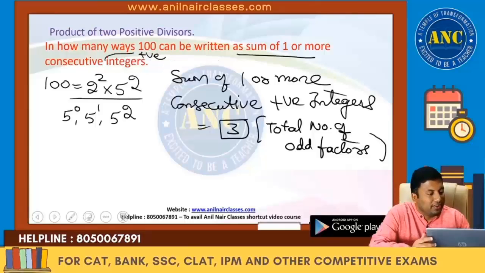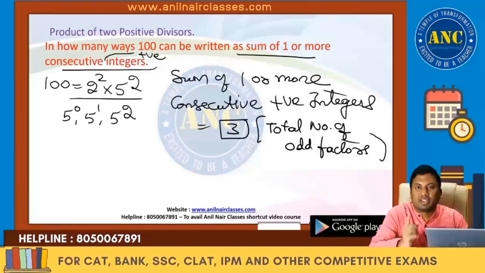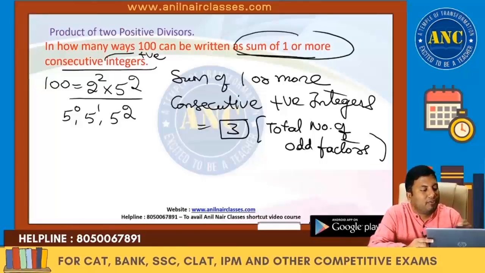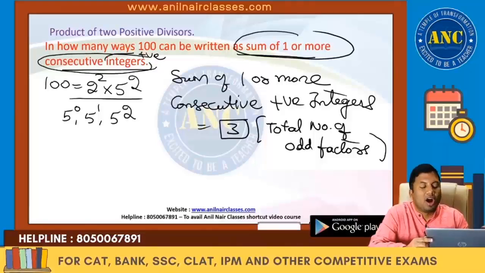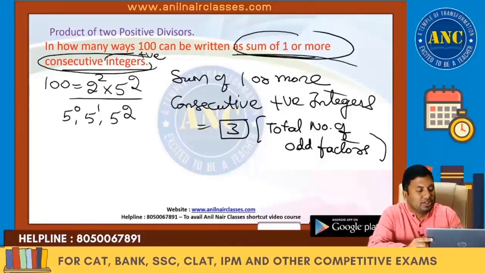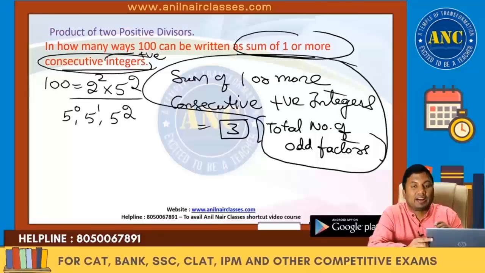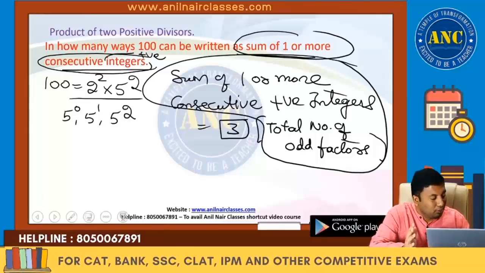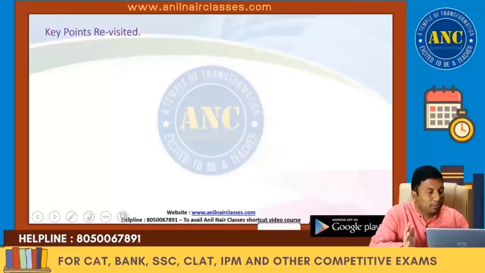Right? Now there is this consecutive integers case. Do not miss the session 2 live class of mine. I am going to explain why the sum of one or more consecutive positive integers is the total number of odd factors, with proof. I hope this is clear.